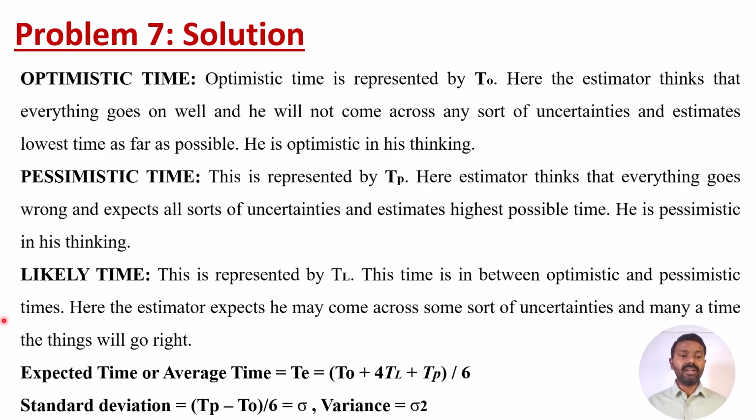The next one is the likely time, represented by TL. This time is in between the optimistic and pessimistic times. Here the estimator expects he may come across some uncertainty, and many a time things will go right. So he will think about whatever possibilities there are for the project to go smoothly, and he will consider only the major uncertainties, so this likely time will be between the optimistic time and pessimistic time.